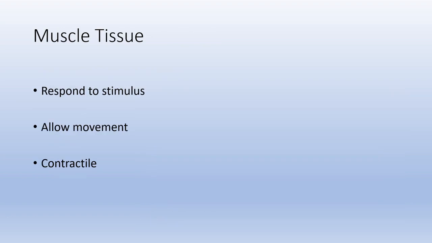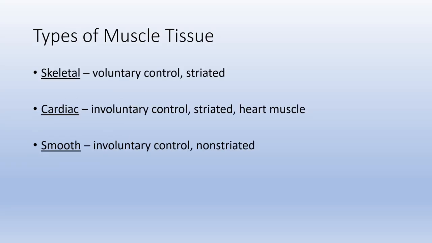So that's it for the connective tissue. Now we're moving on to muscle tissue. Muscle tissue is able to respond to stimuli, so it gets excited, it responds to it. It allows for movement, it's contractile. There's 3 different types of muscle tissue. We have skeletal muscle, cardiac muscle, and smooth muscle.